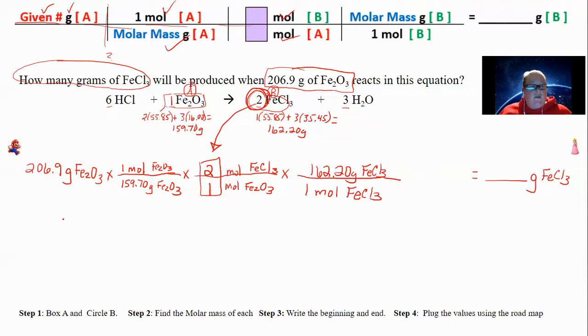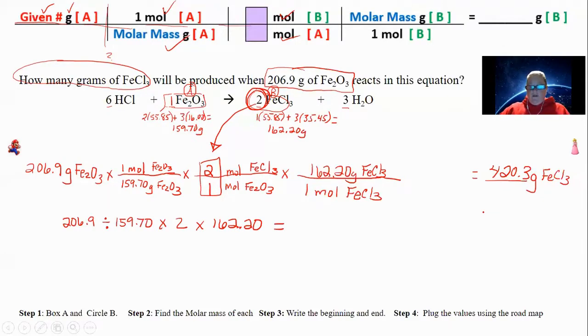So in the calculator, you will type in 206.9 divided by 159.70 times 2, and then this divided by 1. I skipped the divided by 1 because we don't include it. So I'll start fresh: 206.9 times 1 divided by 159.7 times 2 divided by 1 times 162.20 equals, and that value is going to be 420.3 grams of FeCl3.